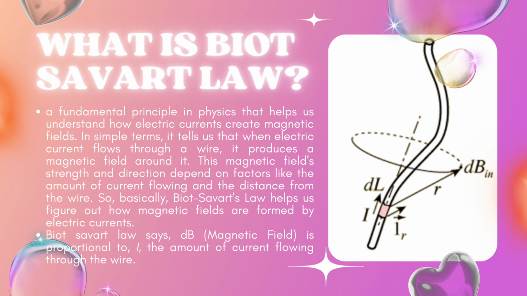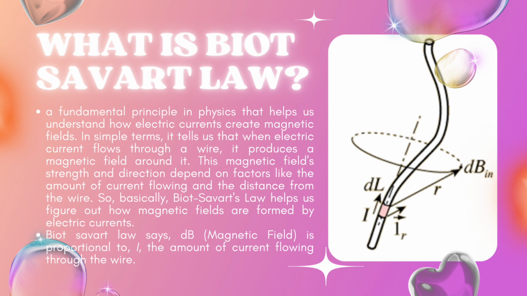The Biot-Savart law tells us that when electric current flows through a wire, it produces a magnetic field around it. This magnetic field's strength and direction depend on factors like the amount of current flowing and the distance from the wire. To make it short, the magnetic field is dependent on the amount of current in a wire. The magnetic field B produced by a steady current I in a straight conductor is directly proportional to the magnitude of the current.